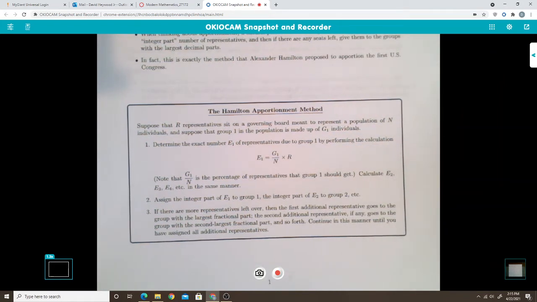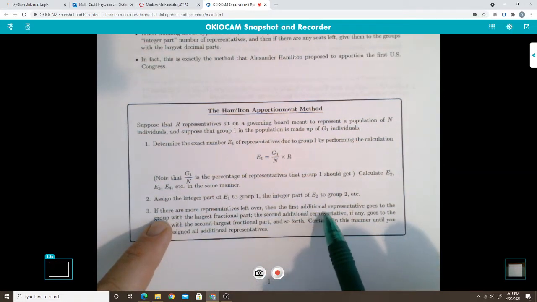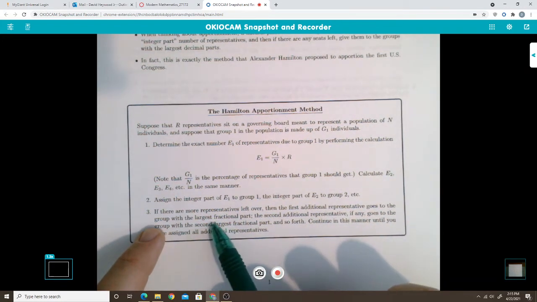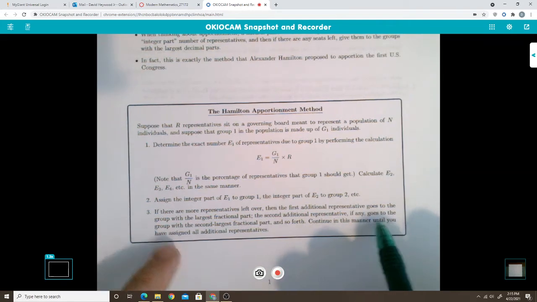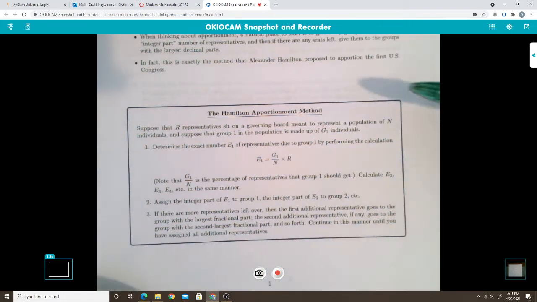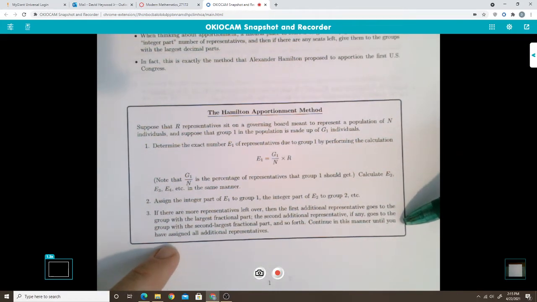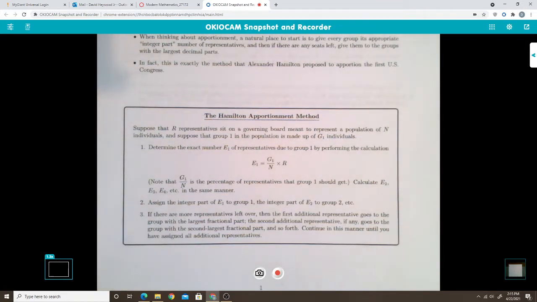So the way that you figure out which states they should go to is by looking at the decimal part of the number. So if there are more representatives left over, then the first additional representative goes to the group with the largest fractional part. The second additional representative, if any, goes to the group with the second largest fractional part, and so forth. And then you continue in this manner until you've assigned all additional representatives. So that's the Hamilton apportionment method.